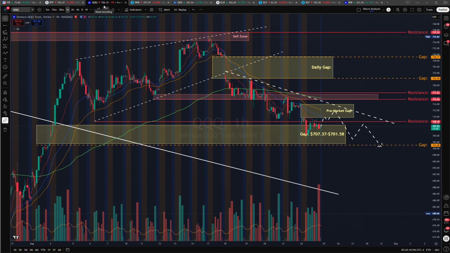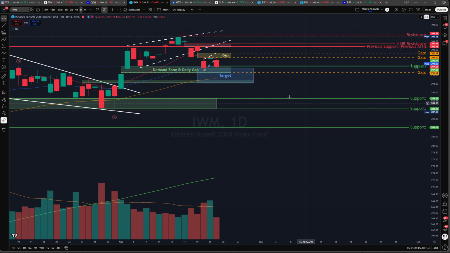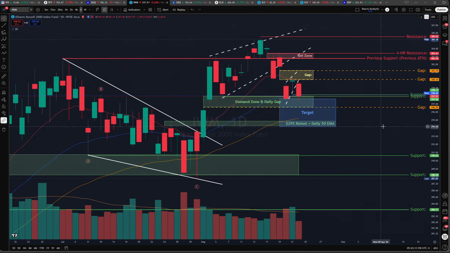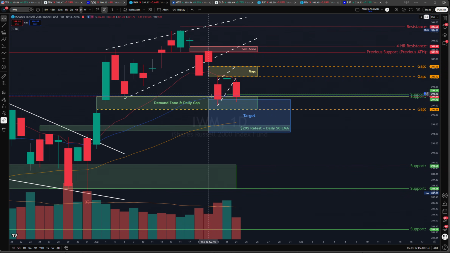Let's look at IWM. Okay, so IWM right now is sitting at a demand slash daily gap. Look at the daily chart. It is right here. That's the daily gap, and it's the demand zone. Price broke above, came back, retested, moved above, and is retesting this level right over here again.